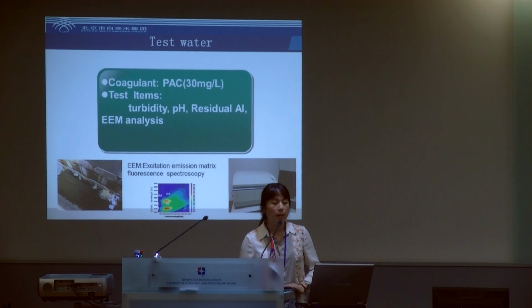Coagulant used in our research is polyaluminum chloride, and the dose is about 30 milligram per liter. The test items include turbidity, pH, residual aluminum, and EEM analysis. EEM analysis is excitation emission matrix fluorescence spectroscopy.